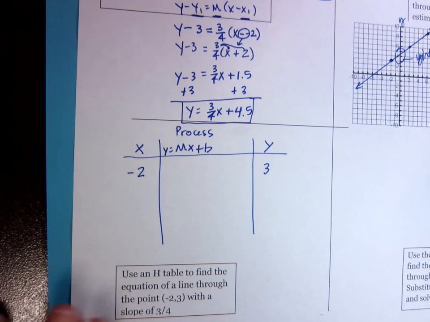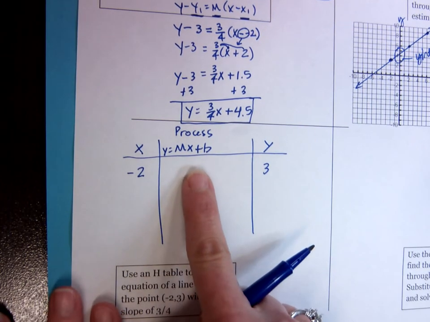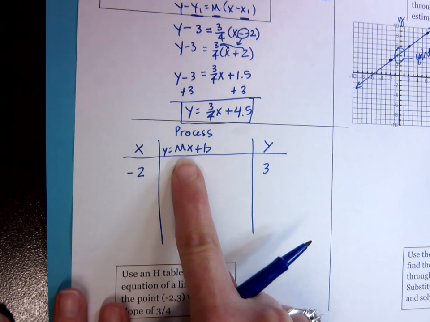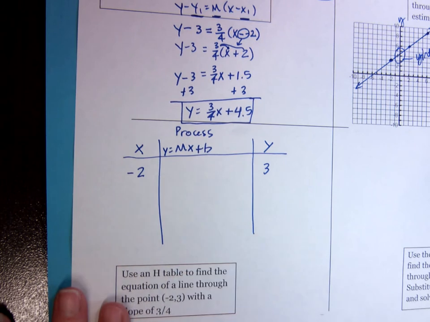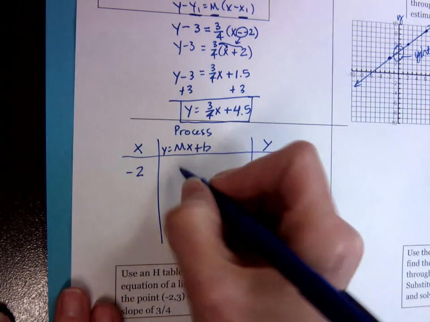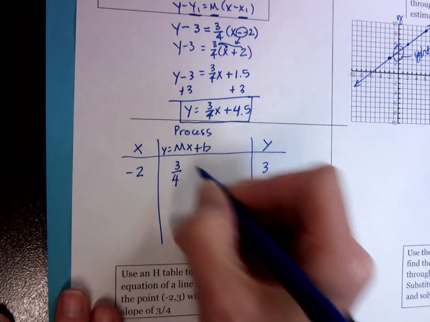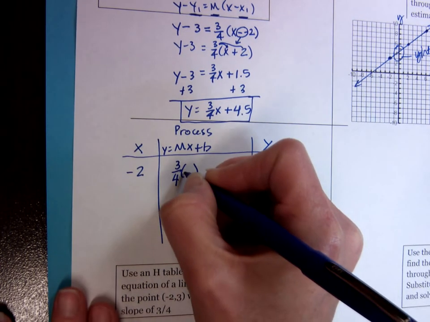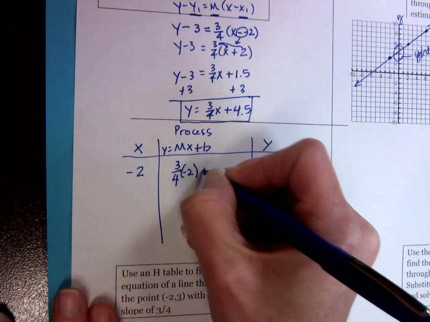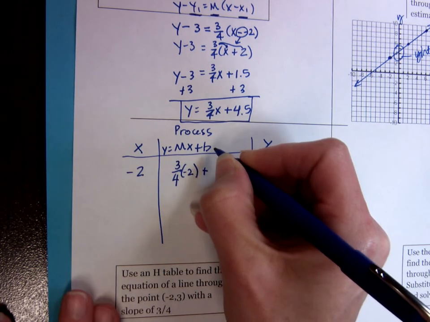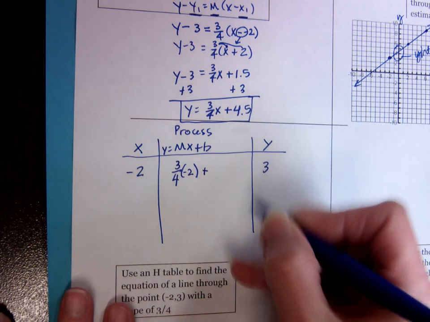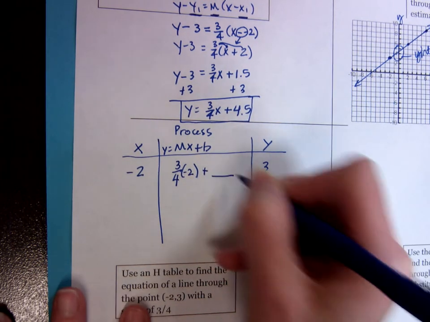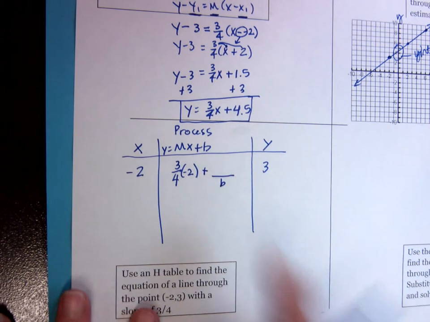Now look at your process column. Not looking at the y right now. What is the m needing to be? 3/4. What about the x? What does it tell us the x is? -2. And we don't know the b, right? We know the y, but that's not the y-intercept. We need to know what number goes for b that will make a 3 out of this.